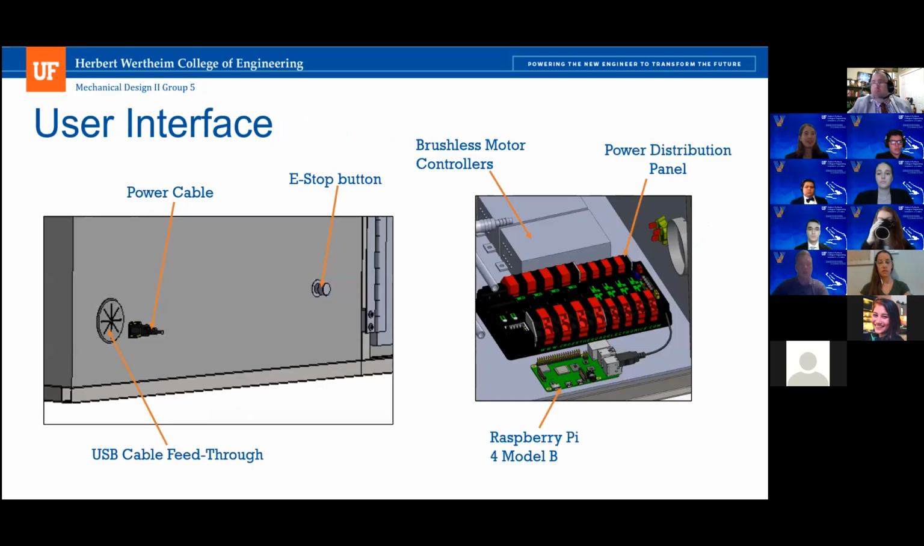For our user interface, it's just going to consist of a program running on a laptop, and that laptop will be connected via a USB cable. That cable will go through this feed and then connect to a Raspberry Pi 4 Model B. That Raspberry Pi will then communicate with a power distribution panel that will govern these brushless motor controllers, which helps control all the different subsystems and allocates power accordingly.